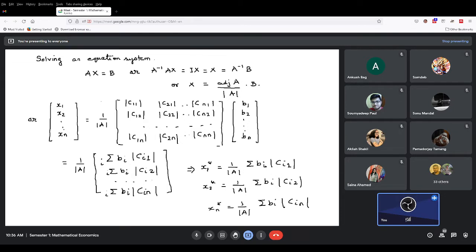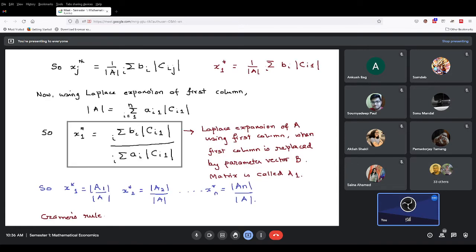Okay, so it's a bit complicated for more than three order, but this is the method that we use to solve equation systems. Now, if you look at it carefully, xj is equal to 1 by determinant of A, summation bi into cij, summation over i. And x1 will be, instead of j, we put in 1 over here. Look at this expression. Now, if you take the Laplace expansion of the first column, this is given by this expression.